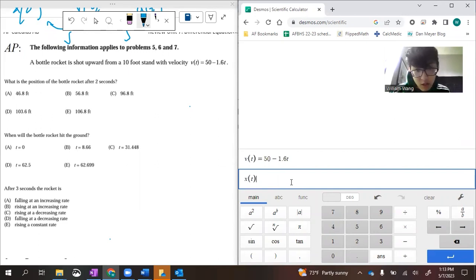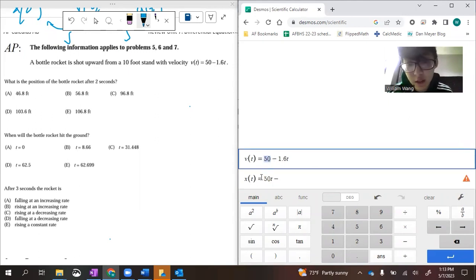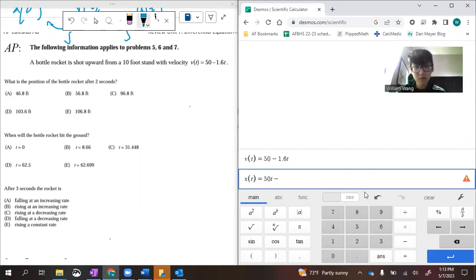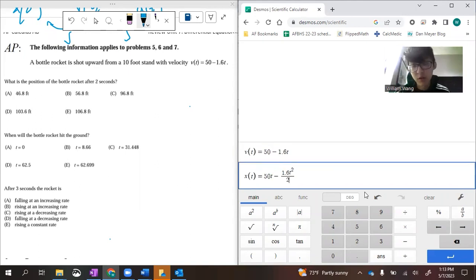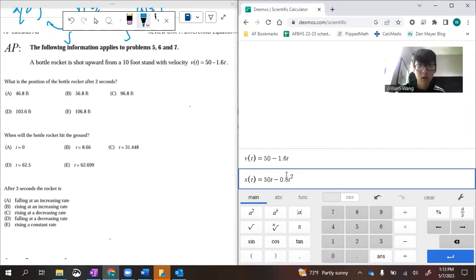So my position function is going to be 50t, right? Because the integral of 50 is just, I tack on the variable, 50t. Another way to think about it is 50 is the derivative of what? Well, 50 is the derivative of 50t. All right, minus 1.6t squared divided by 2. That is anti-power rule, so that simplifies to 0.8t squared. Then plus c.